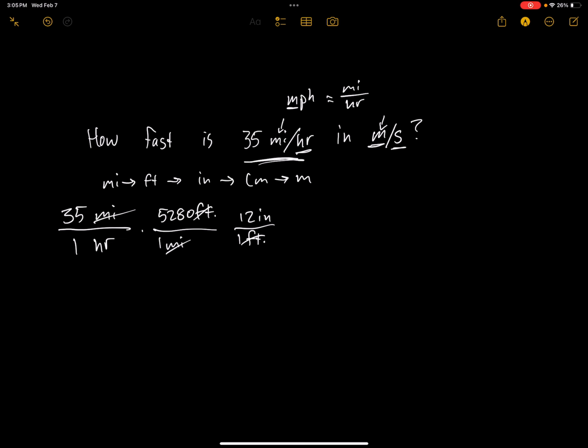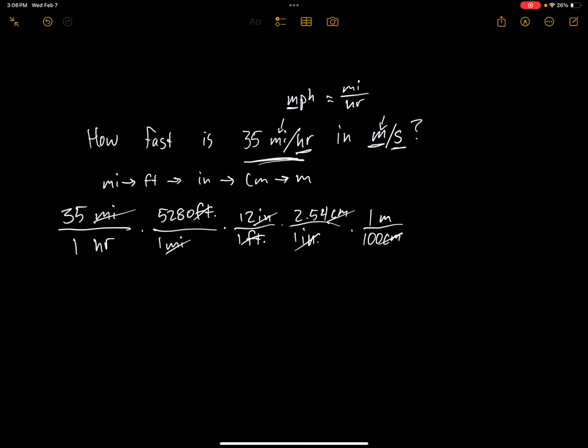Again, I'm putting the thing that needs to cancel where it will cancel, right? Since miles are up at the top, they need to be at the bottom over here. Since feet are up at the top, they need to be at the bottom over here. Inches, since they're at the top, we're going to say 1 inch is 2.54 centimeters. Remember that these are all just conversion factors. They're just translating from one unit to another. And then finally, there are 100 centimeters in 1 meter. And we get all of these to cancel off, right?